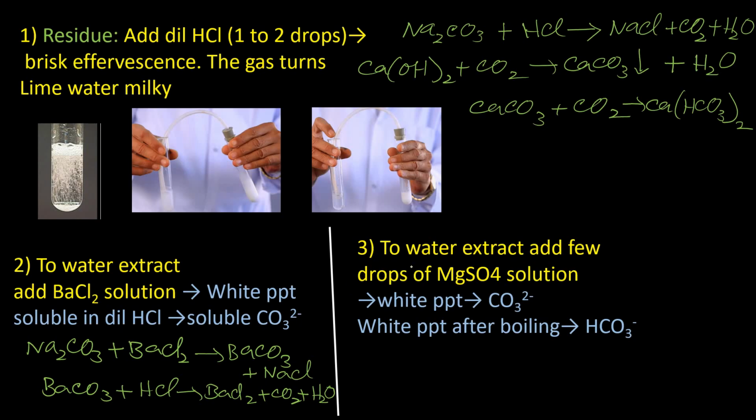Now here, third test: to the water extract add a few drops of magnesium sulfate solution. If the soluble carbonate is there, what will happen? Say soluble carbonate, say sodium carbonate, plus your magnesium sulfate. Immediately you'll get the white precipitate of magnesium carbonate. This is a white precipitate. These are all double decomposition reactions. The other part will be sodium sulfate, right?